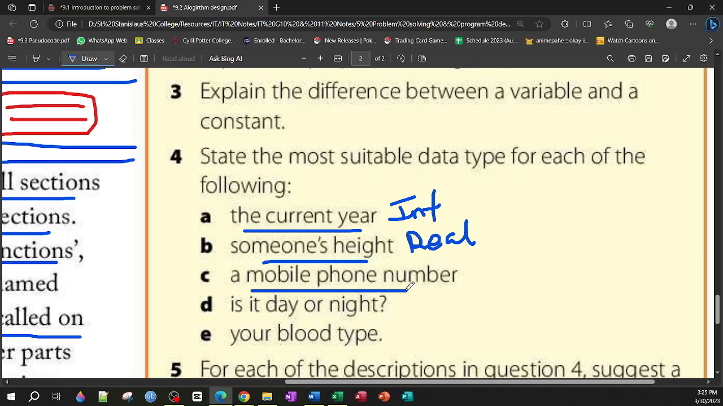What data type will it be? Wait, did you say that it has to be separated into parts? Yeah, what data type would you guys put for a phone number? There's only five options you've got: integer, real, character, string, boolean. Which one?